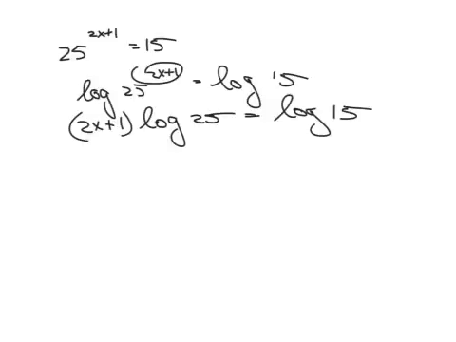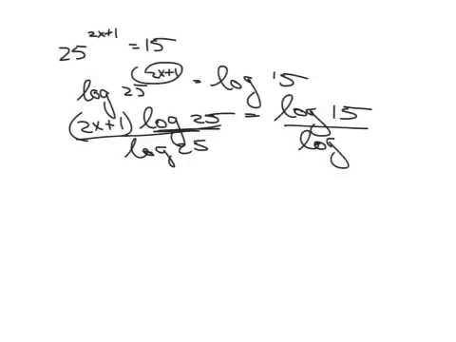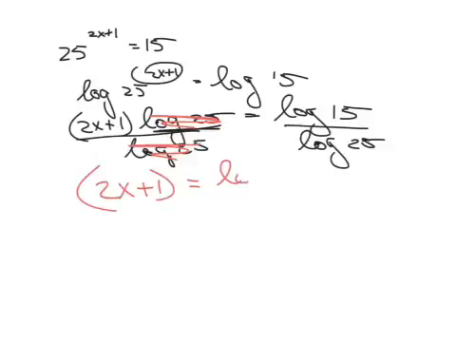Okay, now remember what we did on the last one, we divided both sides by the log of 25. And what happens? That cancels with that. And we're left with 2x plus 1 equals log of 15 over the log of 25.